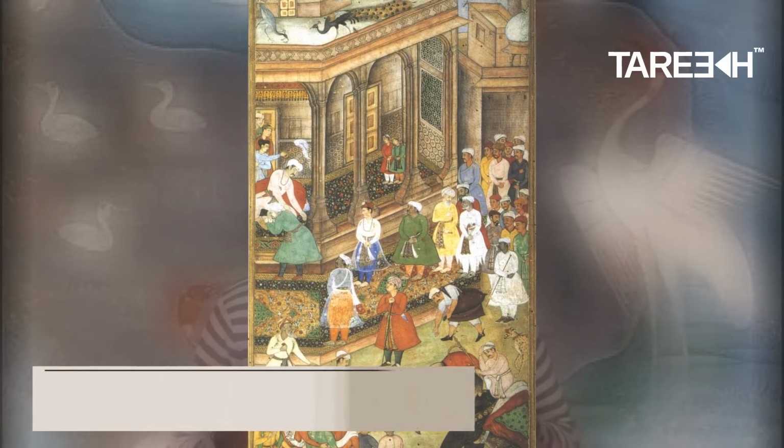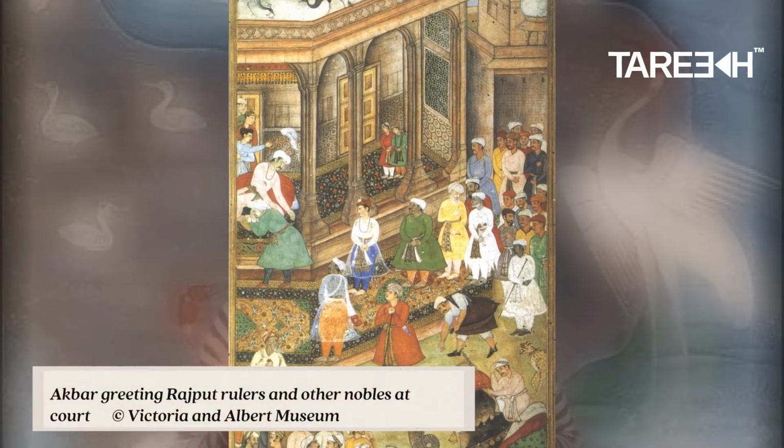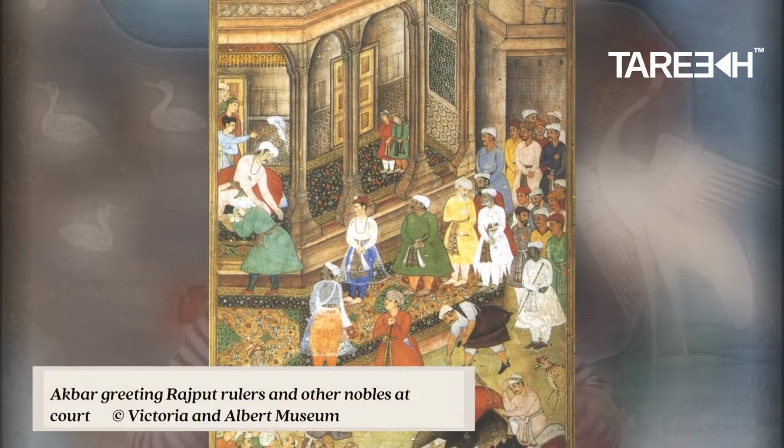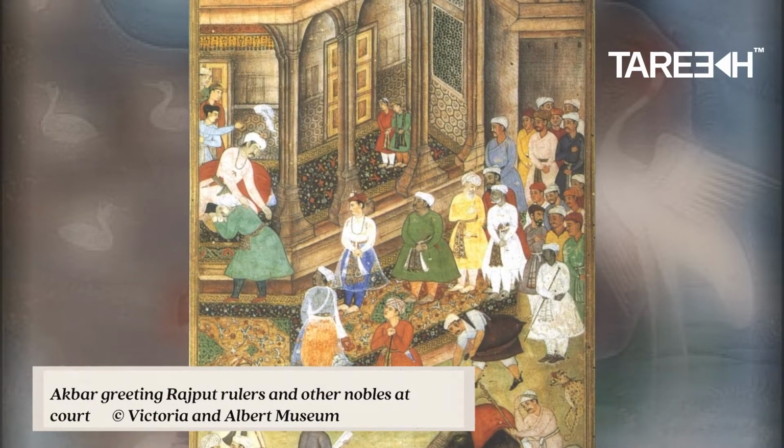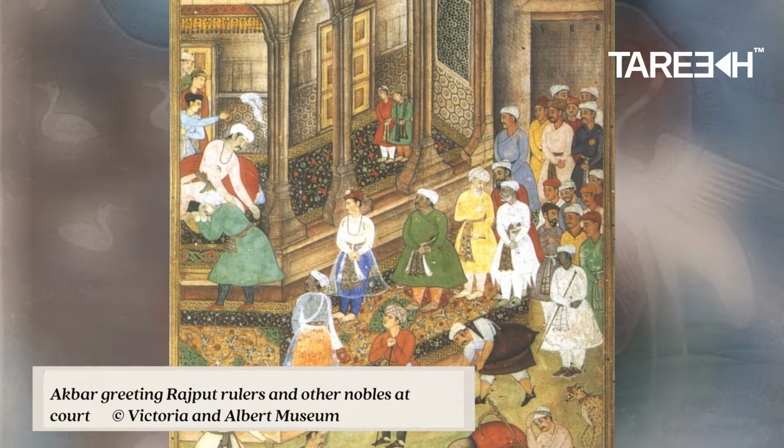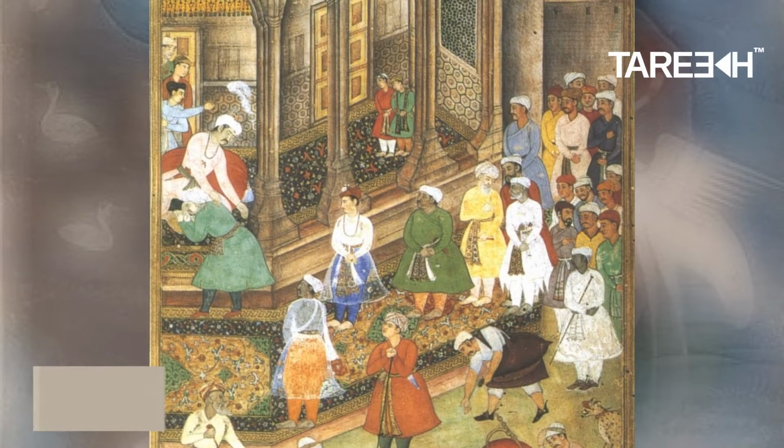So to counter this, Akbar adds 2 new elements into this potpourri of the nobility class. They were the Indian Muslims, who were also called the Sheikhzadas, and the Rajputs.